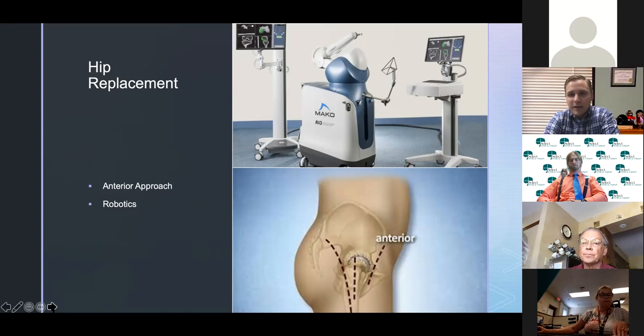So robotics with hip replacement have really helped us to make sure that the parts, the leg lengths, the offset, all these little things that we're trying to fine-tune in surgery have really improved with robotics.